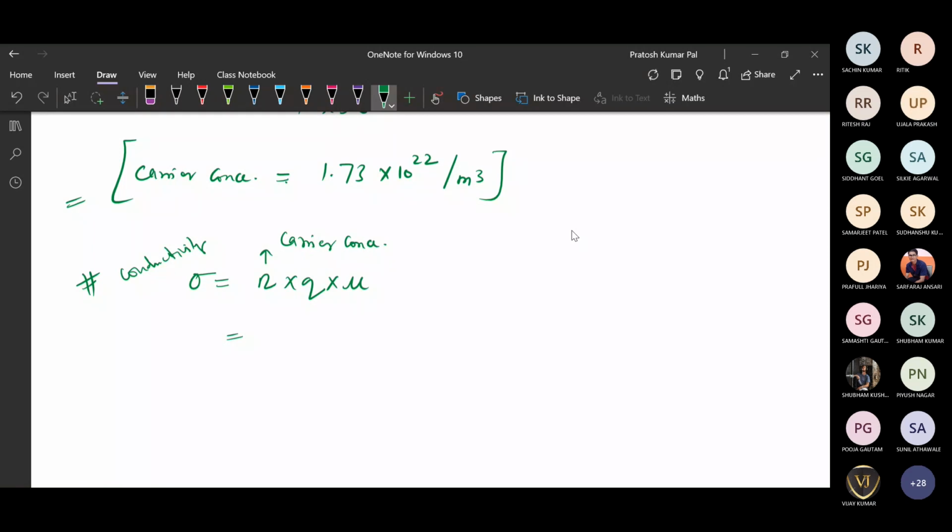Okay. So once we need to find out this carrier concentration, the carrier concentration N can be given as sigma divided by Q into mu, and sigma is nothing but 1 by rho. So once we know all these three values, by putting them in, we can find out the carrier concentration. Okay, so this is another way that we can calculate the carrier concentration.